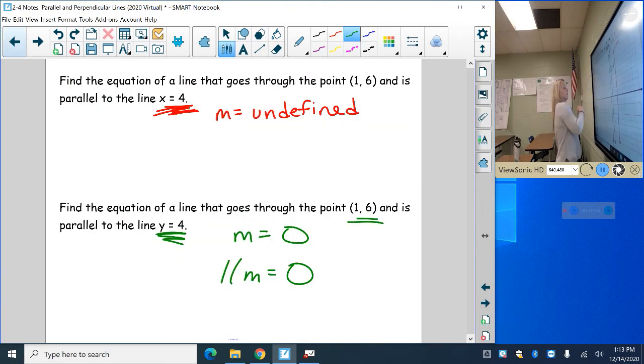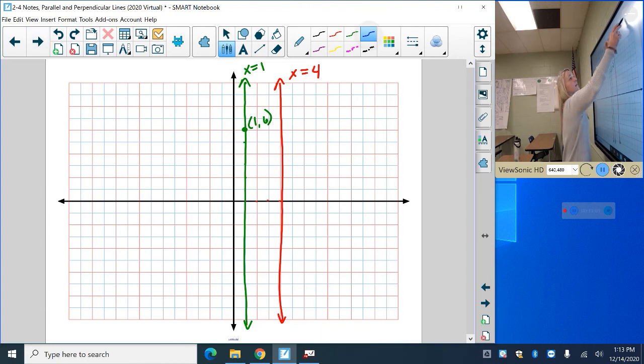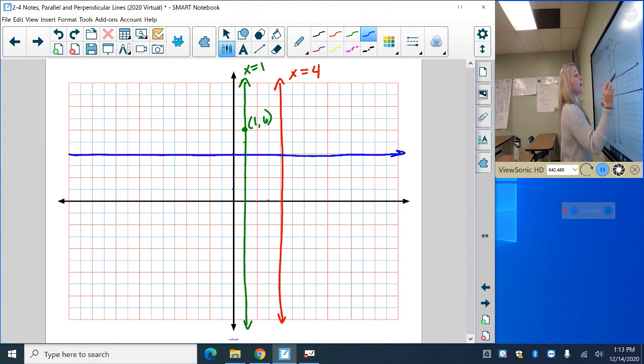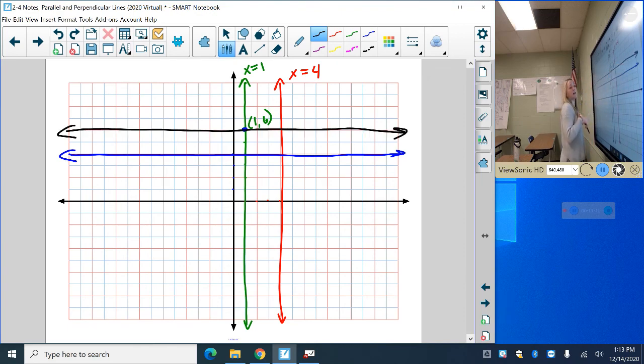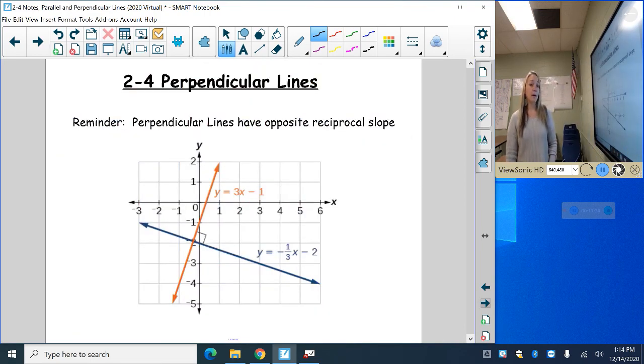So, what was my first? Y equals 4. So let's look at that. I'll make it a different color so we can tell. Y equals 4 is going to be horizontal. So I have 1, 2, 3, 4. So this is my y equals 4. And I want to go through that same point 1, 6, but I want it to be parallel to this line here. So that means it has to be another horizontal line. But what is the equation of that line? Well, y equals 6. So if you're given a horizontal and vertical line, it's simple. You just got to think through it. Okay? And then we will talk about perpendicular lines in the next video. But there's parallel.